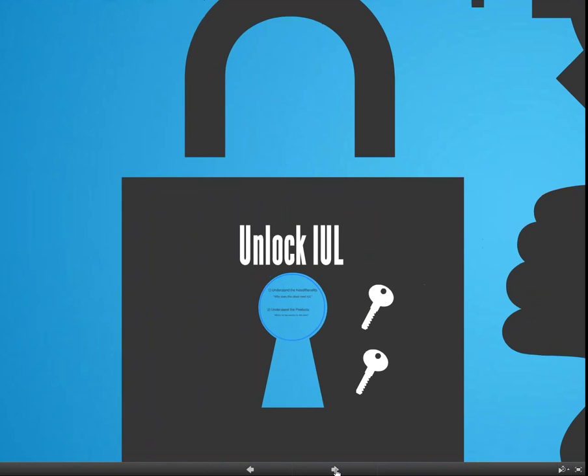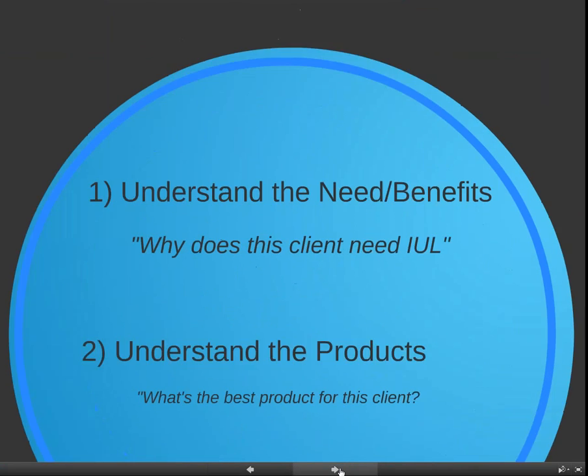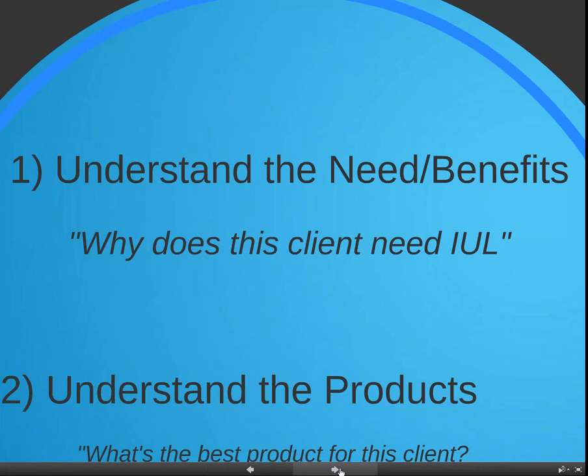First of all, how do we unlock these IUL products and make them part of your regular toolbox that you're comfortable showing? I think there's basically two main keys to getting comfortable. One, you need to understand the need for these products and the benefits that they provide for your clients. The question here would be, why does this client need IUL?